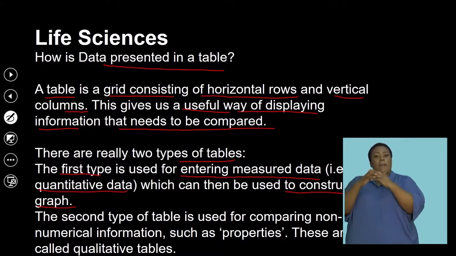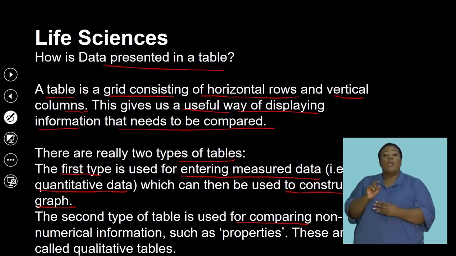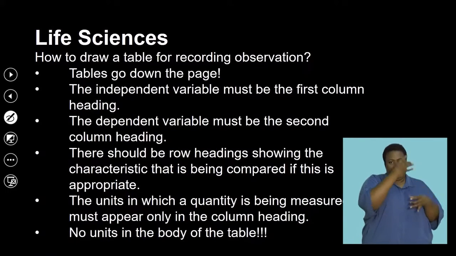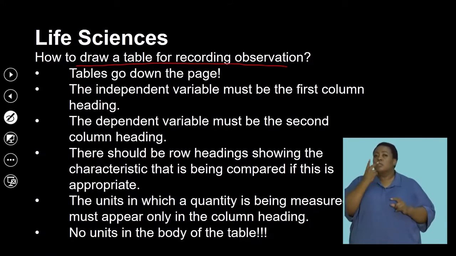The second type of table is used for comparing the non-numerical information, such as the properties which I mentioned earlier on, around the smell, the taste, the color, the texture. When we refer to them, these are called qualitative data. Okay, so we're going to need to look at how we draw tables and record that information.